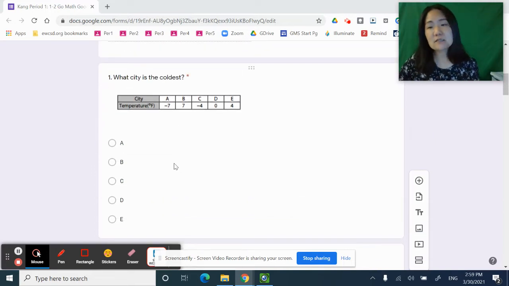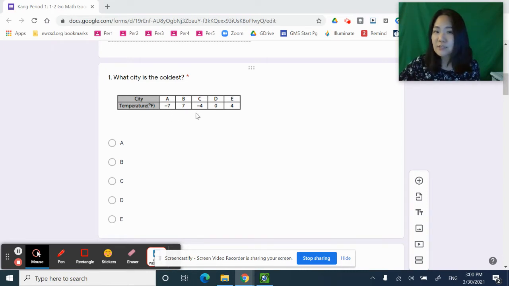It says, which city is the coldest? So the coldest means the lowest integer, or the lowest number from the answer choice. So you have -7, +7, -4, 0, and +4. Hopefully you guys know that your negative numbers are always lower than 0 or any of the positive numbers. So between -7 and -4, which one is the lower number?